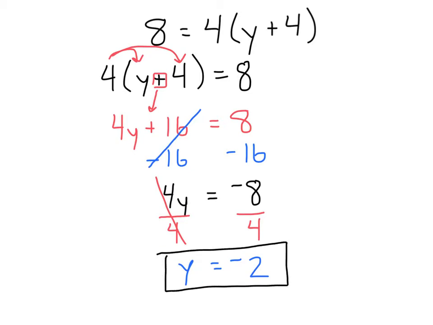If you want to double check it, all that you would have to do is take wherever you see a y in the equation, take the negative 2, plug it right up there, and if the right side of the equation equals the left side of the equation, then the answer is correct. We can do this one really quickly. If we have negative 2 plus 4, that's equal to 2. So 2 times 4, that's equal to 8. So our answer is going to be y is equal to negative 2.